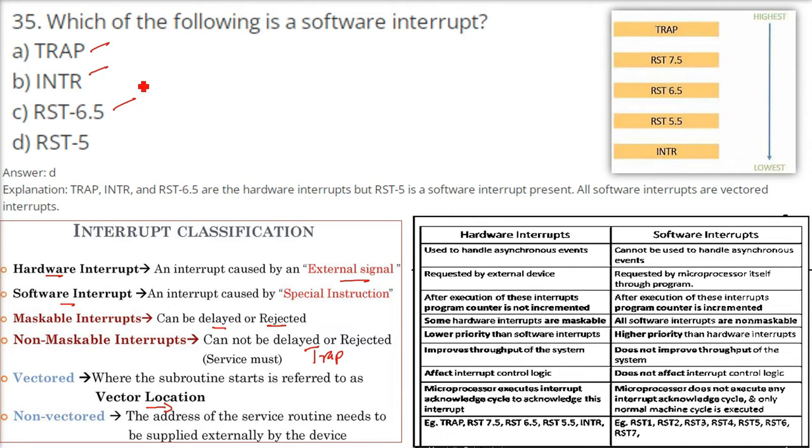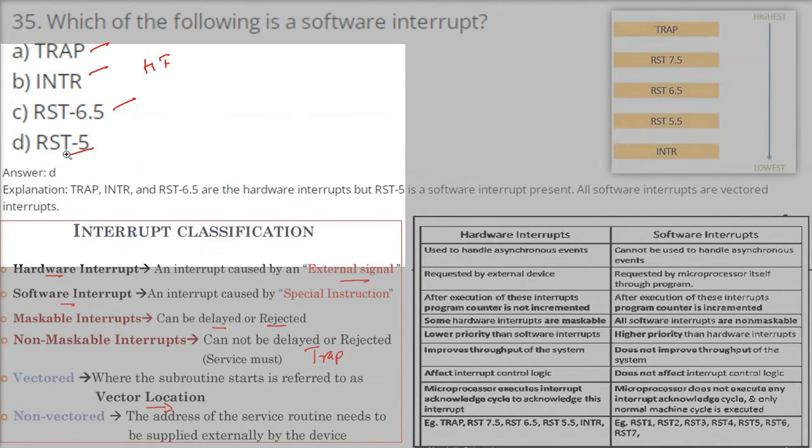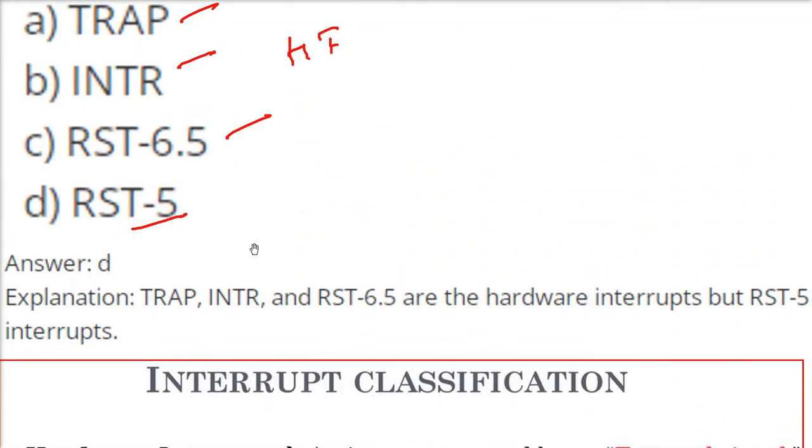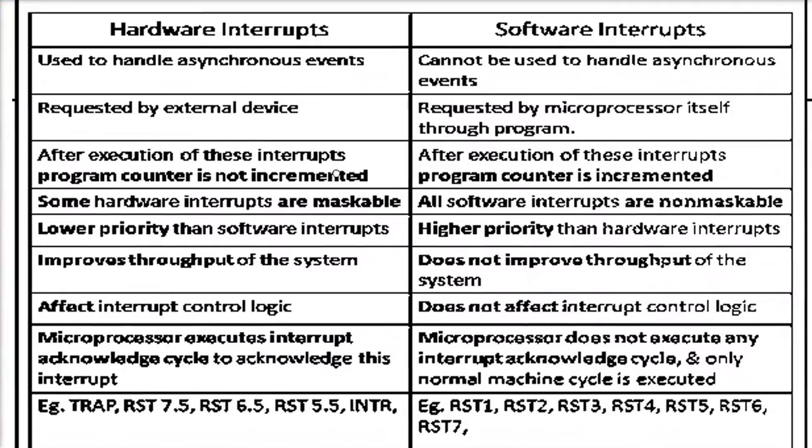Because there is a difference between software and hardware interrupts. All these, 5.5, 6.5, are hardware. Software is RST 5, 6, 7 like this. I'll show you the whole series. But let me tell you, trap, INTR, RST 6.5 are hardware interrupts. But RST5 is a software interrupt. Let me give you an idea about hardware and software interrupts.